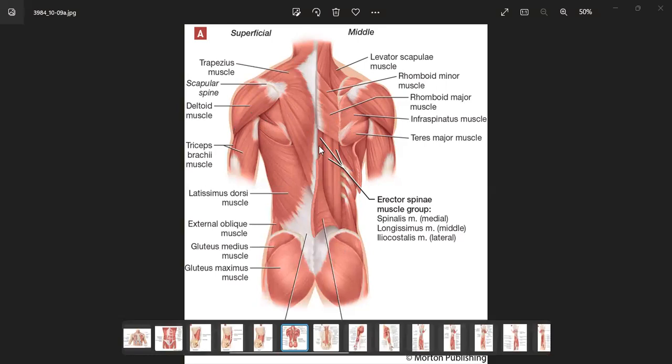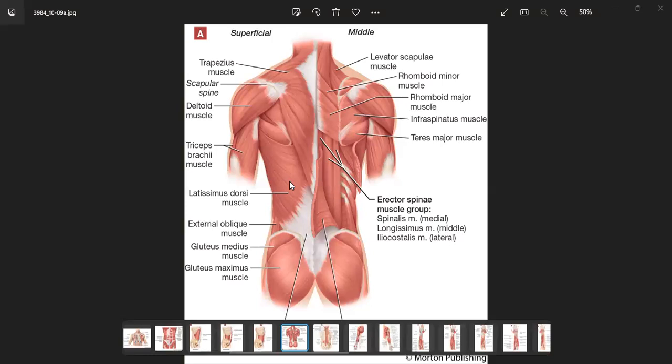Next is teres minor. This has the job of laterally rotating the arm and stabilizing the shoulder joint. The teres minor is part of the rotator cuff. It will originate on the lateral border of the dorsal scap and insert on the greater tubercle of the humerus.